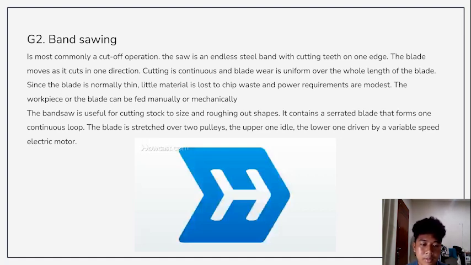The workpiece or the blade can be fed manually or mechanically. The band saw is useful for cutting stock to size and roughing out shapes. It contains a serrated blade that forms one continuous loop. The blade is stretched over two pulleys, the upper one idle and the lower one driven by a variable speed electric motor.